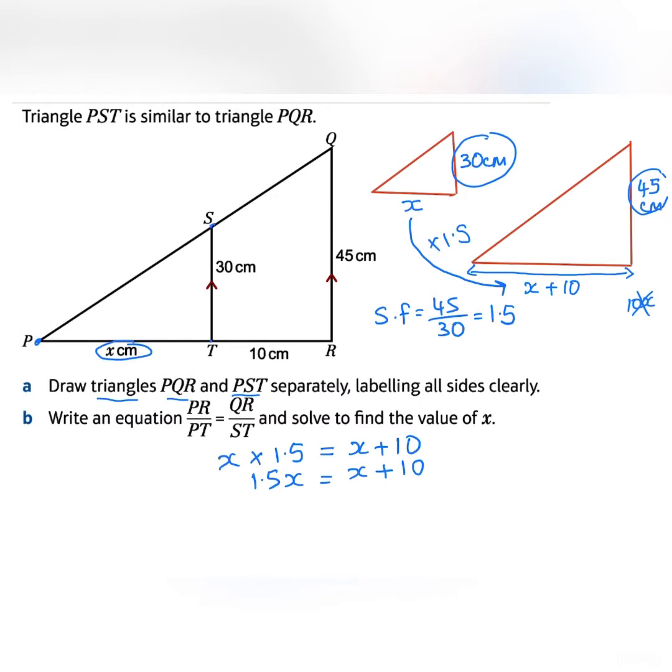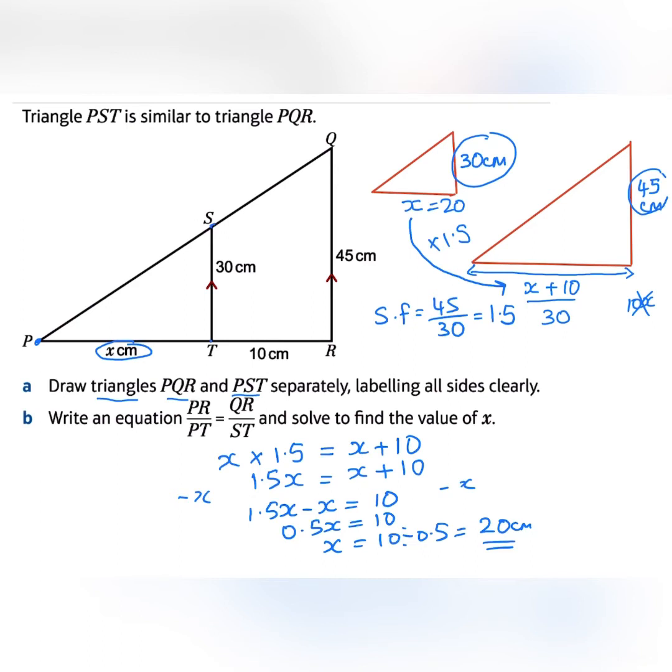Now solving for x, take away x from both sides. So we've got 1.5x take away x equals 10. And then 0.5x equals 10. And then x equals 10 divided by 0.5. And that gives us 20 centimeters. So this side here is 20 centimeters, and therefore this bigger side would be 30.